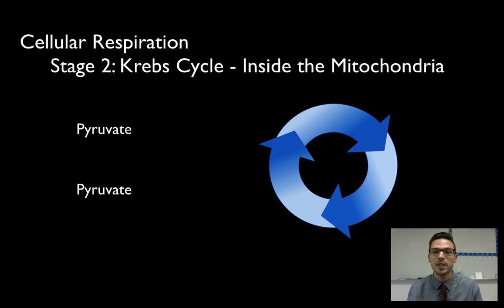And now this is going to take place inside the mitochondria. Again, we're in the matrix now, inside those 2 membranes of the mitochondria. Because the Krebs cycle can only take place if oxygen is present, we're going to have a different word for this. Now remember, glycolysis was an anaerobic process.